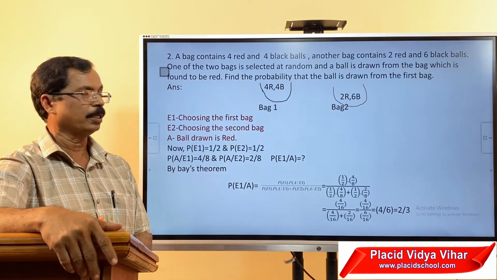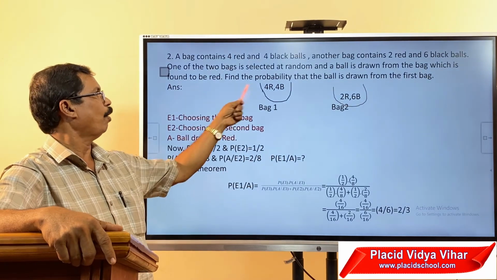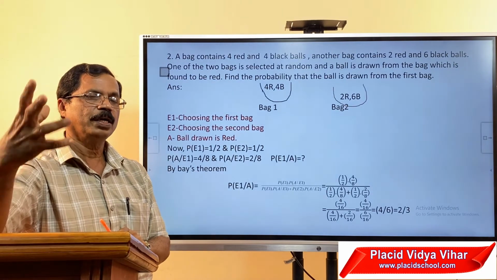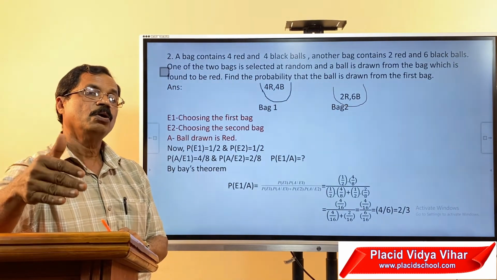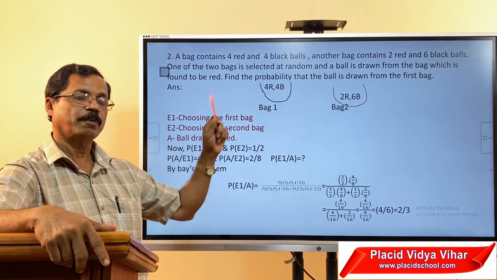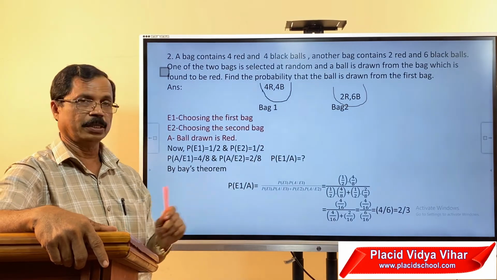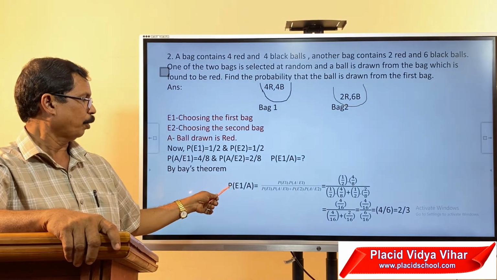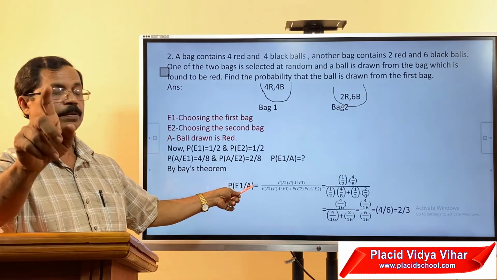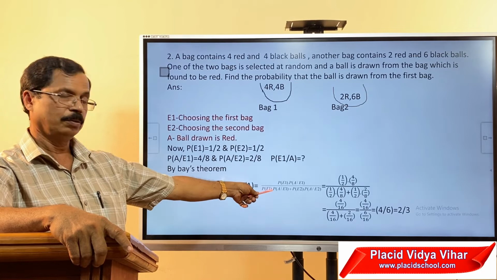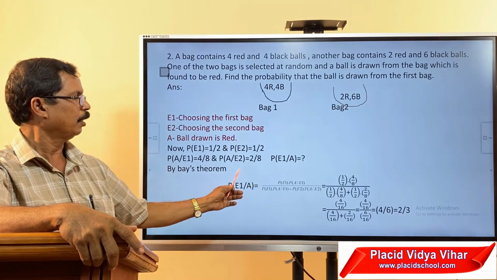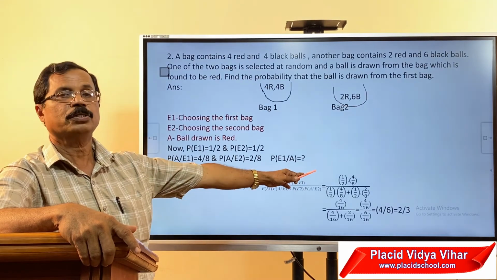Now our question is not that one. Our question is, if A occurred, then what is the probability of E1? That is, we have taken the red ball. If so, what is the probability that it is from the first bag? So this is our question: the probability of E1 given A. So you can write the probability of E1 given A using the Bayes theorem formula. It is given in your textbook. You can refer to it, and the only rest of the thing is to substitute the values.